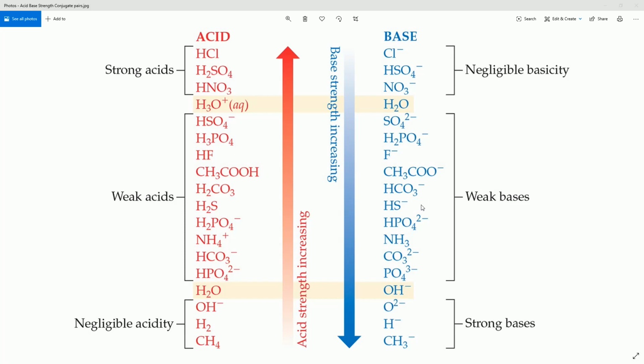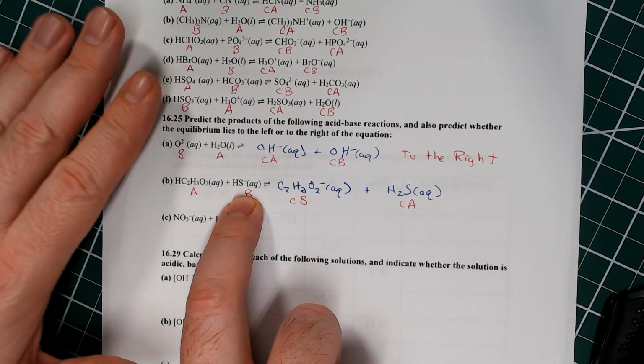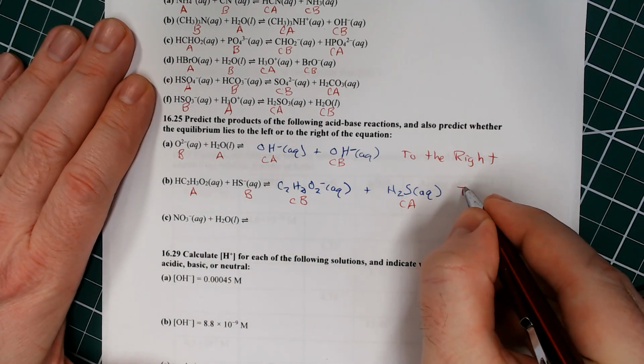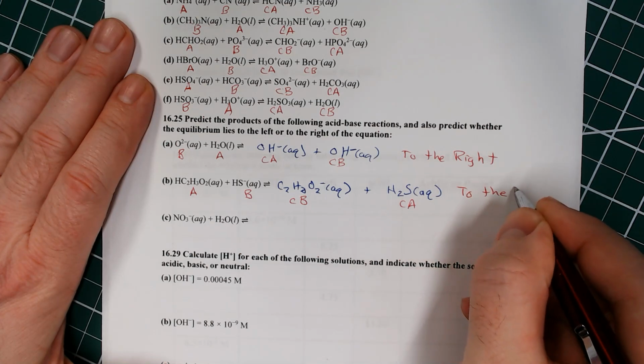I'm going to put my finger on HS minus. It is a stronger base. That means the equilibrium will lie in the opposite direction. In other words, to the right.